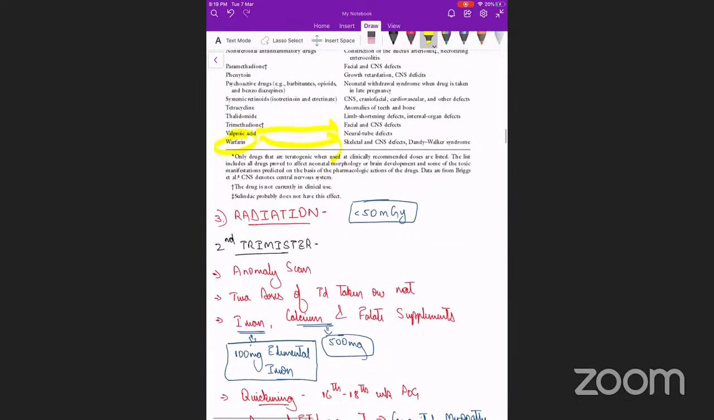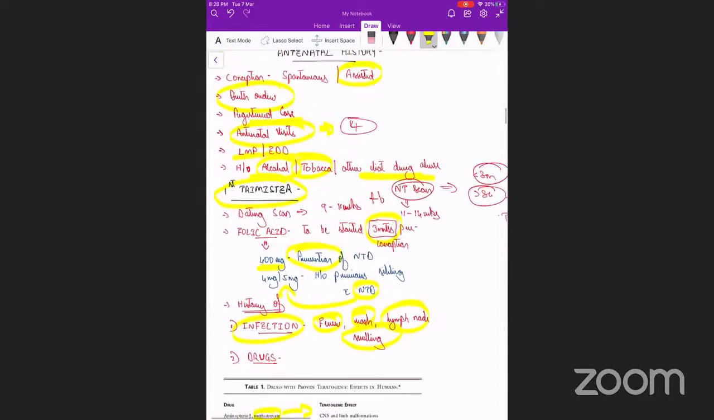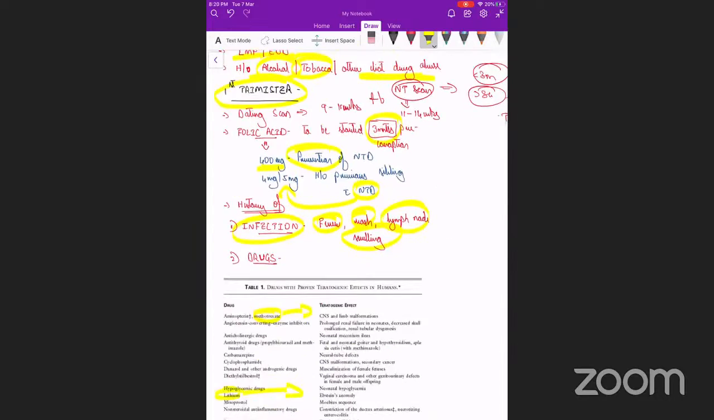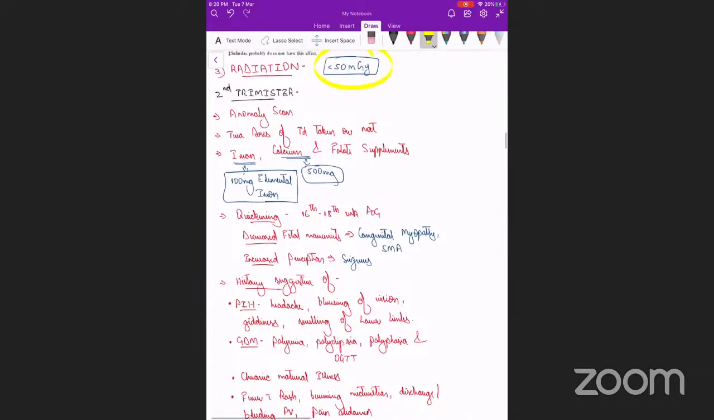Next is exposure to radiation. Again, this is a Viva question that will be asked. So it should be less than 50. Okay, radiation exposure should be less than 50. Now, the first trimester history we have taken. Next, let's go to the second trimester.